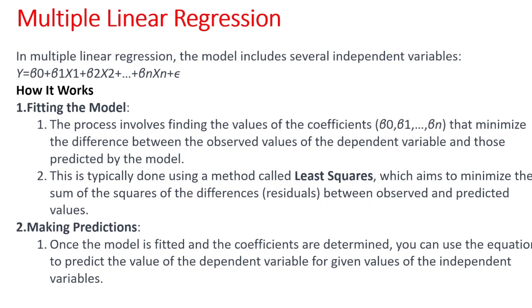This is typically done using a method called least squares, which is very similar to what I showed you for the two dimensions, which aims to identify and minimize the sum of squares of the differences, residuals, between observed and predicted values. And the second step is making predictions. Once the model is fitted and the coefficients are determined, you can use that equation to predict the value of the dependent variable for given values of independent variables.